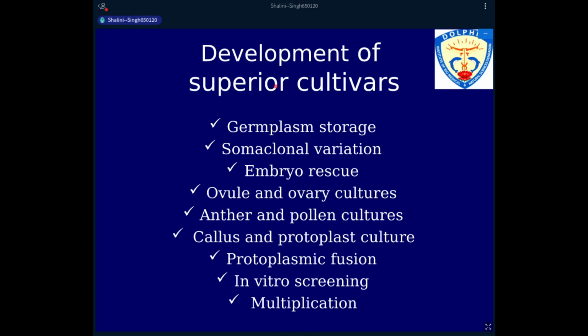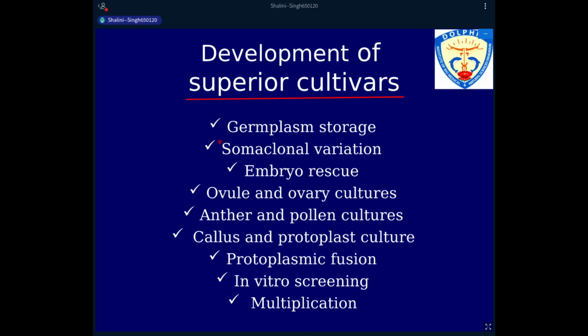These are some applications of plant tissue culture. Here we can do the development of superior cultivars. What do you understand by superior cultivars? Cultivars are the varieties which farmers are growing in their field, and we want these cultivars to be superior in every aspect, superior in yield, superior in quality, without any disease, without any insect attack. So they should have disease resistance and insect resistance also.